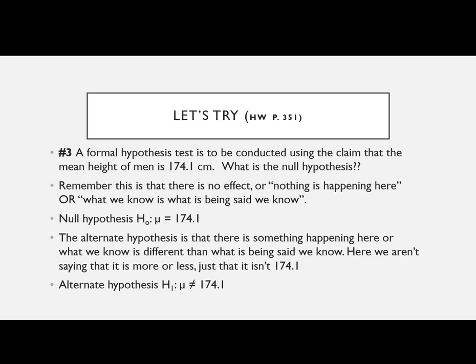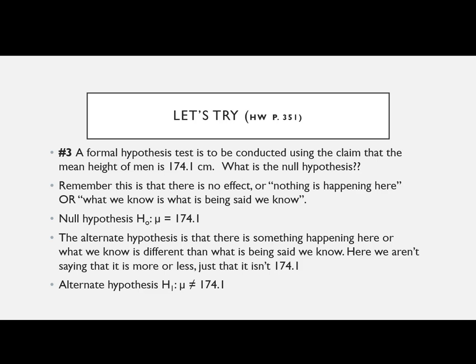A formal hypothesis test is to be conducted using the claim that the mean height of men is 174.1 centimeters. So what is the null hypothesis? Remember that this is stating that there is no effect or nothing is happening here, or what we know is what is being said we know. So the null hypothesis, and this is how it looks, H sub 0 colon, that is the Greek letter mu, which stands for mean, is equal to 174.1.